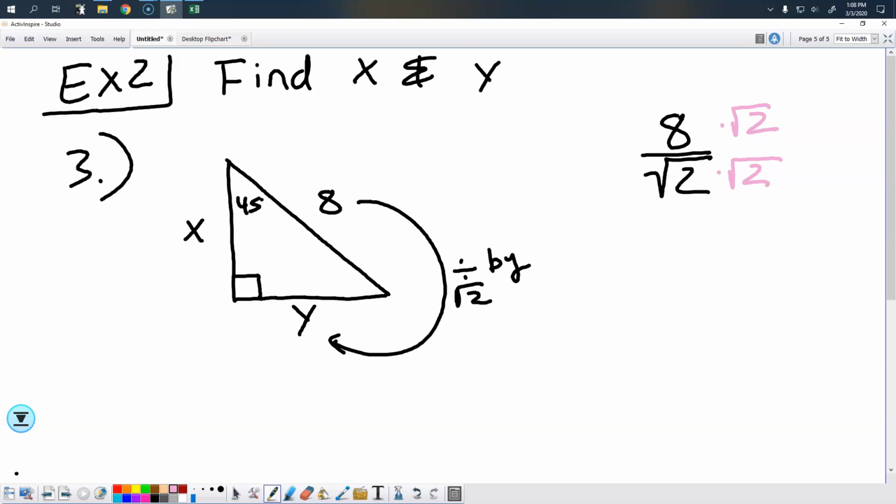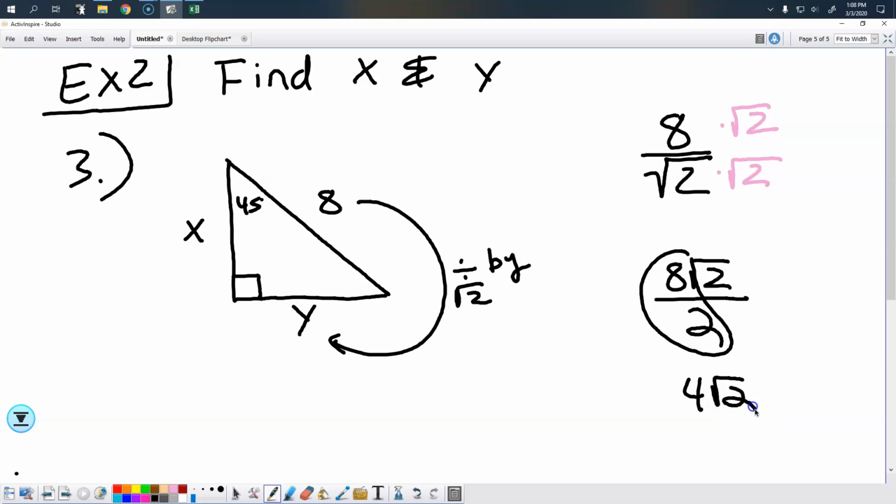So now what is the top going to be if I multiply 8 times the square root of 2? That's right. You don't actually multiply them. You just put them next to each other because one's a square root, one's not. And what did we say earlier the square root of 2 times itself is? It's just 2. And now we can reduce this. What does 8 over 2 reduce into? There you go. So y equals 4 square root of 2. So that's how you divide by a square root of 2. It's rationalizing, which is the process of getting the square root out of the bottom.